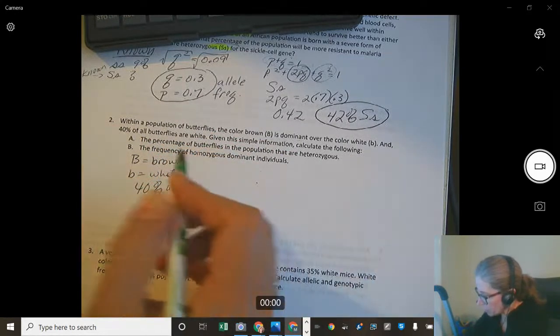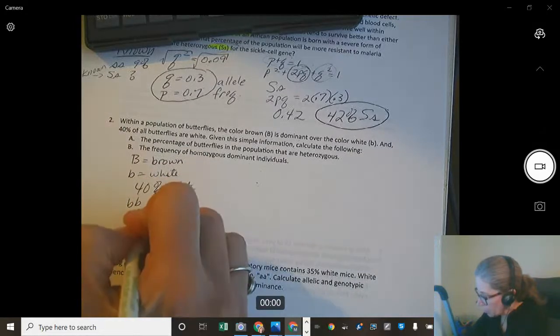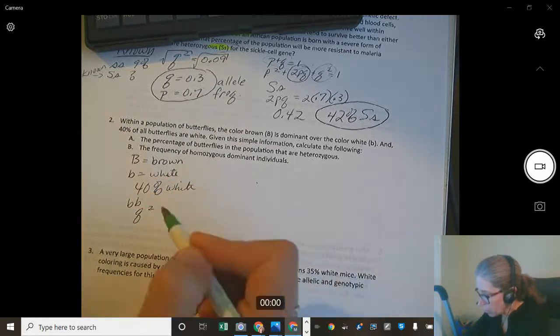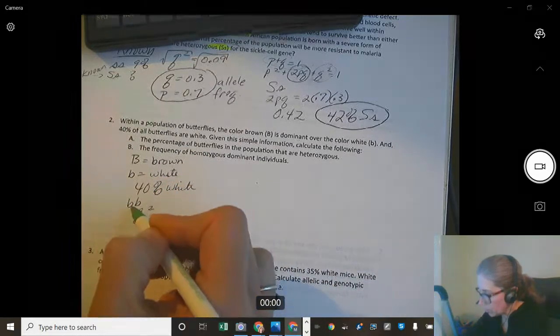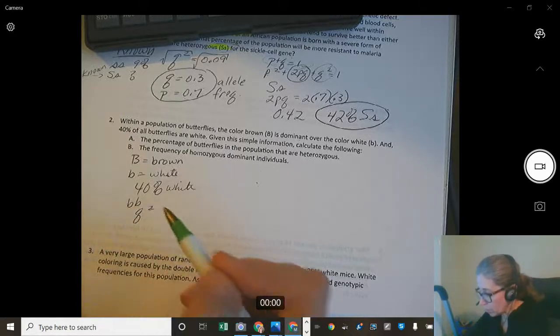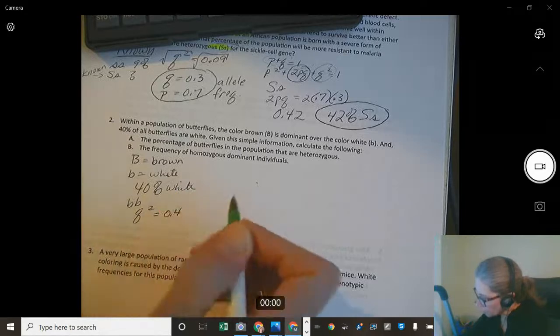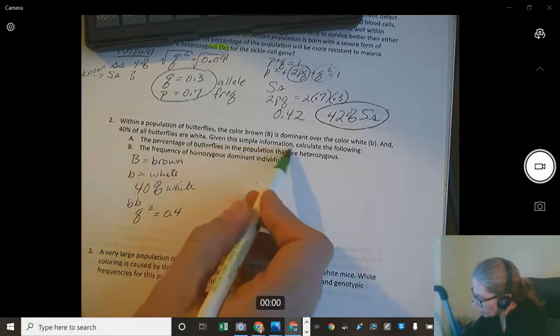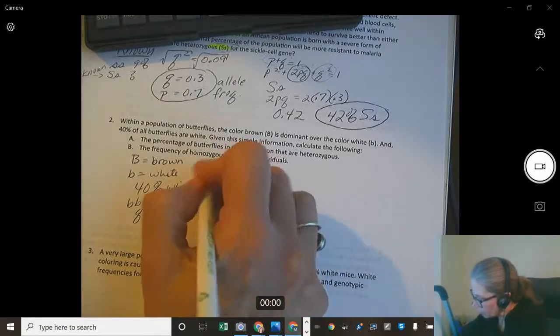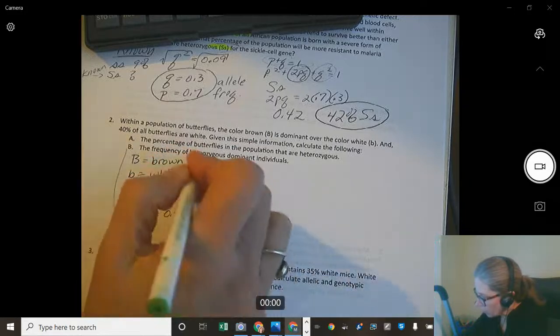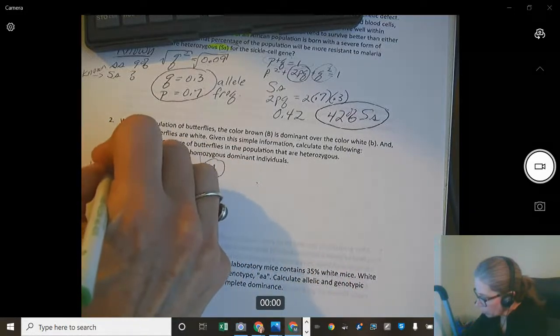Okay, so white would be little b, which is Q squared. It's not Q, because Q would be one of the alleles, right? Whether it's in homozygous recessive or heterozygous. So Q squared is 0.4. Given this simple information, calculate the following. By the way, these are sort of my knowns.